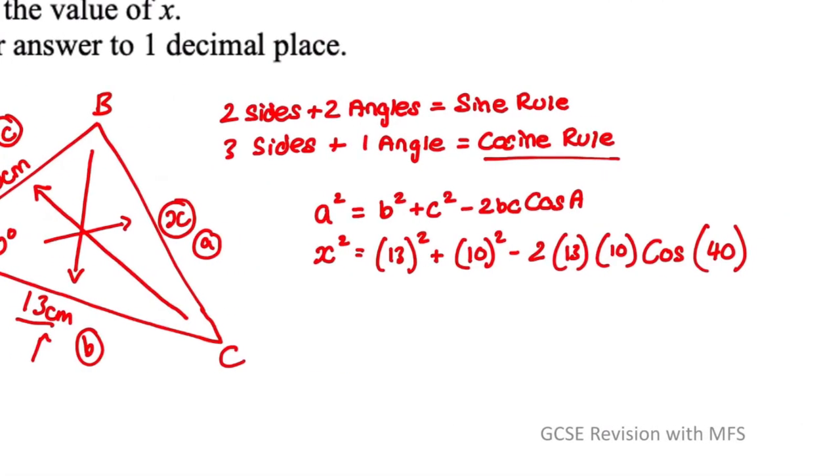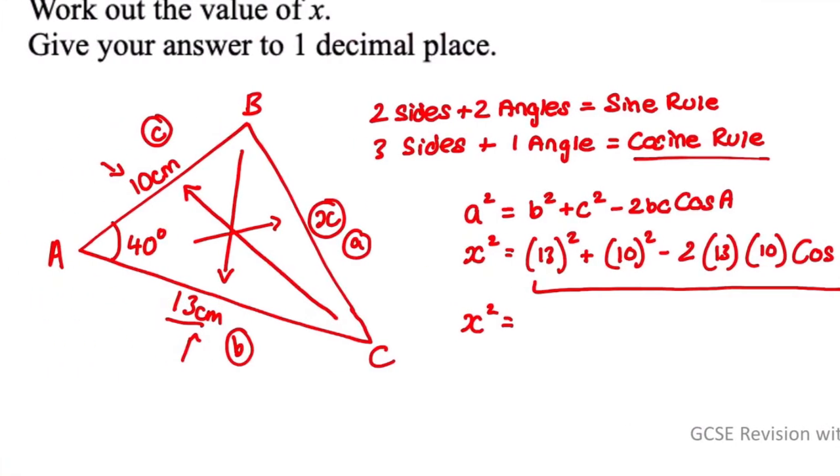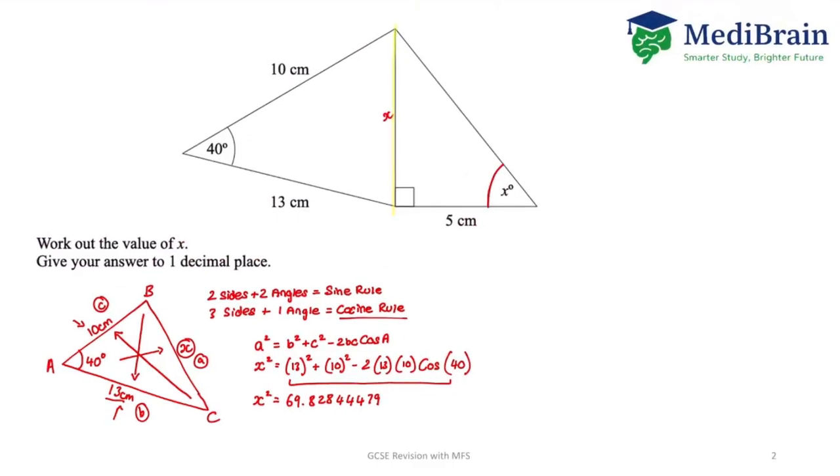Now we can type this into our calculator to get what x squared is. x squared is equal to everything else typed into the calculator. So we type in 13 squared plus 10 squared minus 2 times 13 times 10 times cos 40, and that gives us an answer of 69.8284479.